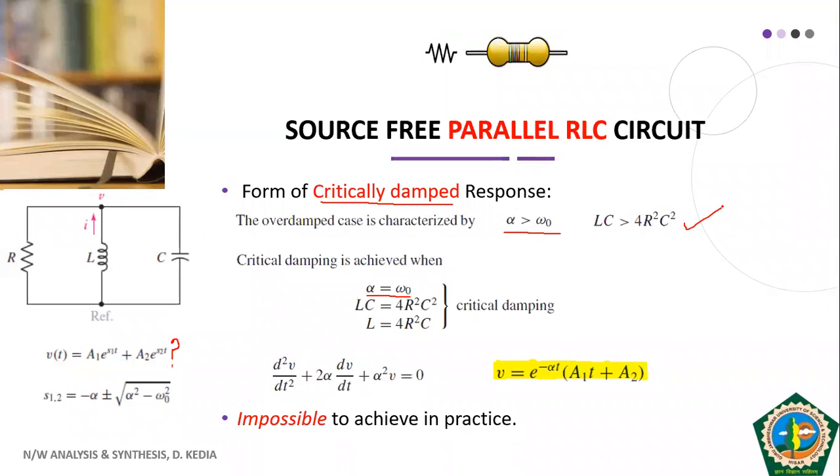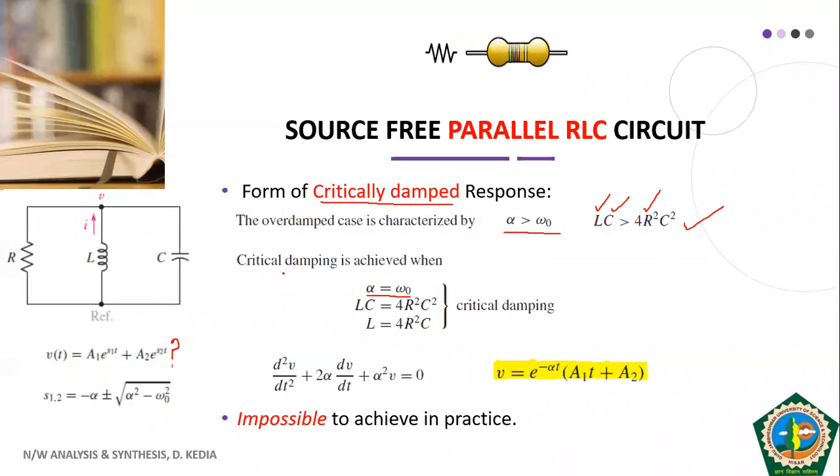As I told you in the previous class also, these underdamped, overdamped and critically damped responses depend on the values of the circuit components. You can see L is there, C is there, and your R is there. These values will decide whether your circuit will behave in critically damped fashion or overdamped fashion or underdamped fashion.